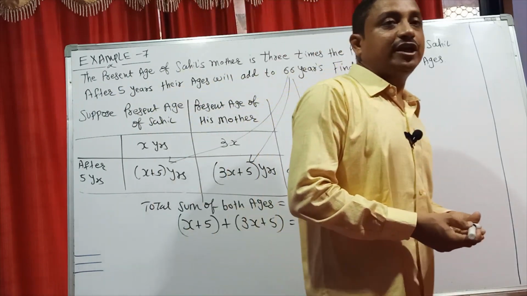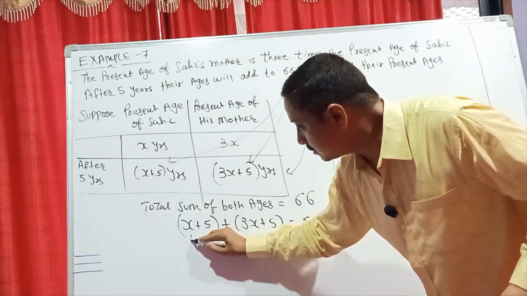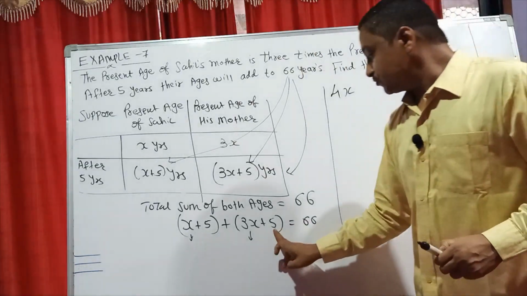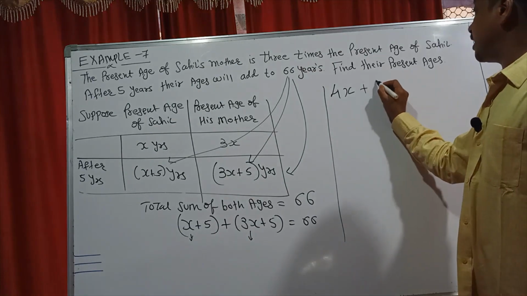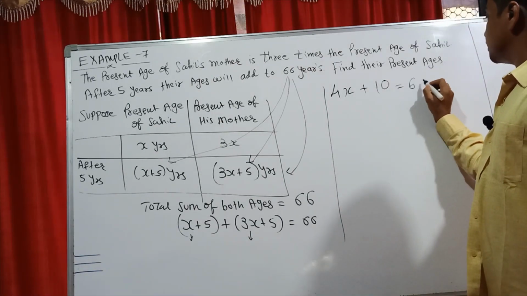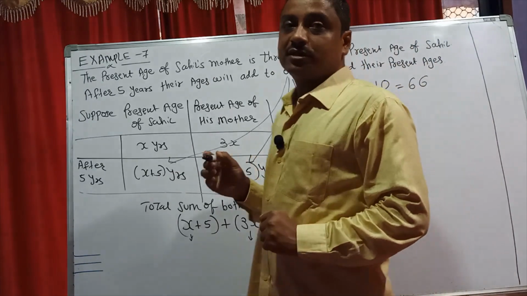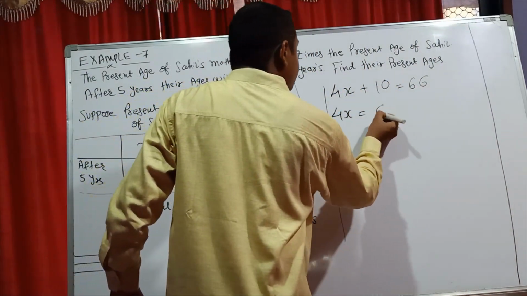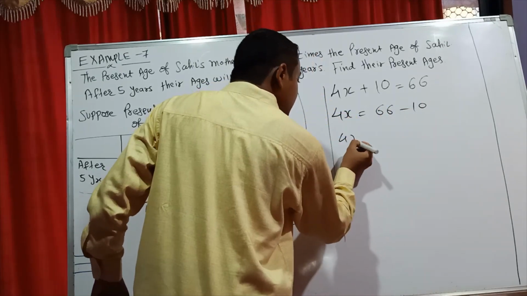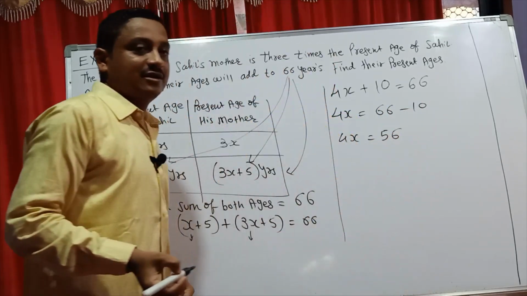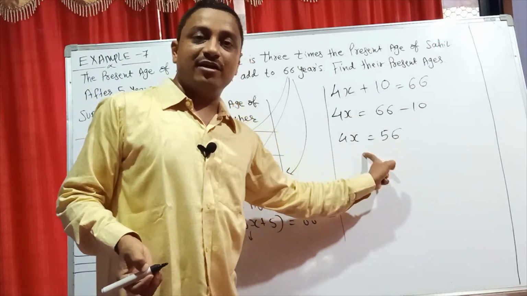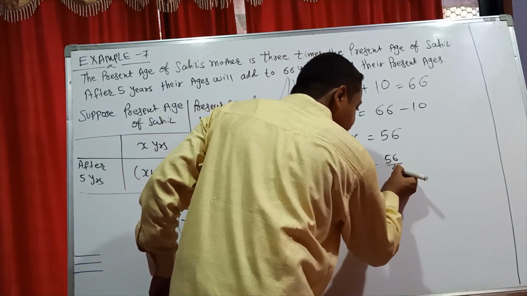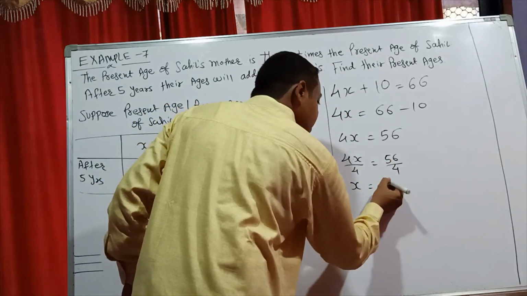Now look at that. You just apply the variable addition. So 1x and 3x gets students 4x. And how much 5 and 5? Yes, it is 10. And is equal to 66. Now look at that, 66 and 10, subtract 10. How much? Yes, it is 56. Now what to do? Divide both sides by 4. So finally you divide the left side by 4 and the right side by 4. You get x is equal to 56 by 4.